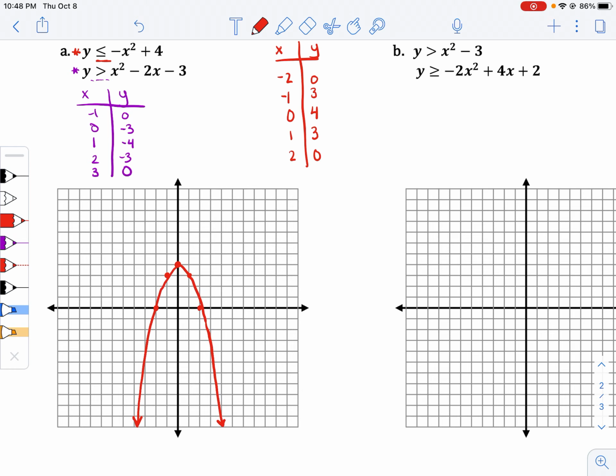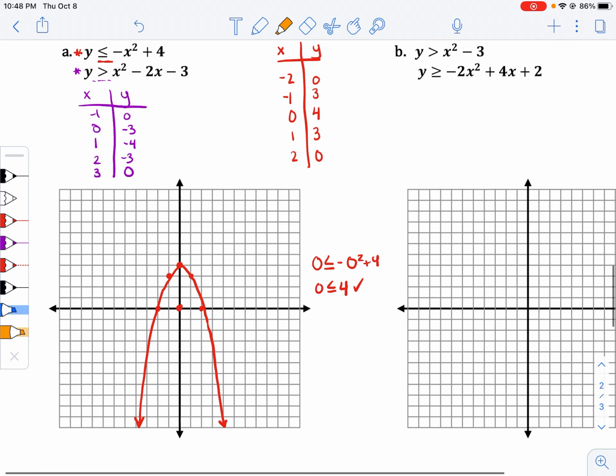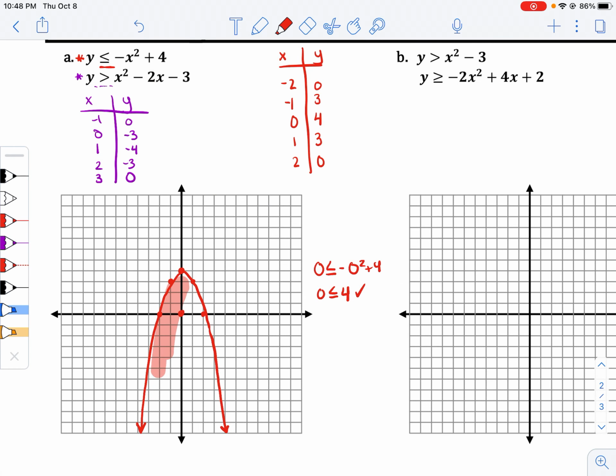So, testing a point, let's test 0, 0. So into that first equation, I test 0 is less than or equal to negative 0 squared plus 4, 0 less than or equal to 4. That is true, so I'm going to shade inside. And I'm going to shade with the red color, because I want to see where this is both true. So I'm going to have to erase some of my shading at the end. All right, so that's the first one.